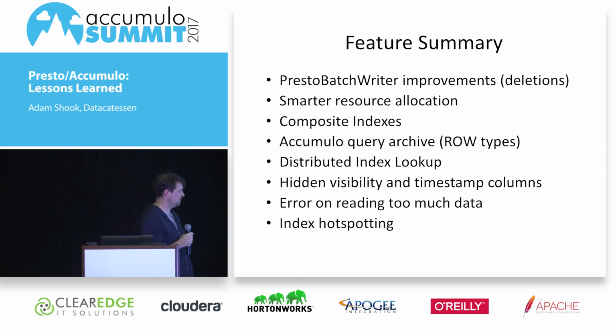There's a query archive, and a corollary to that was we added support for the row data type inside of Presto. We've distributed the index lookup to all the workers to help reduce the memory footprint on the coordinator, as well as have faster queries by parallelizing the index lookup. There's hidden visibility in timestamp columns, so you can now select that out of Presto with SQL. If you are scanning too much data, we'll throw an error in your face and say, don't do that. And we're also working on these hotspotting index changes.